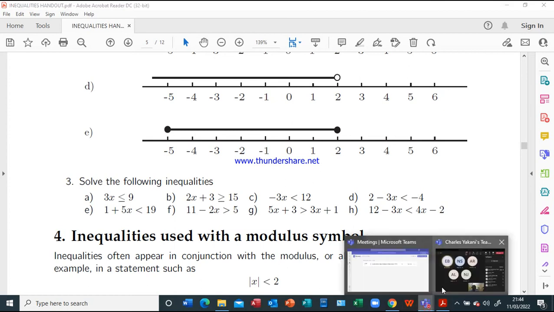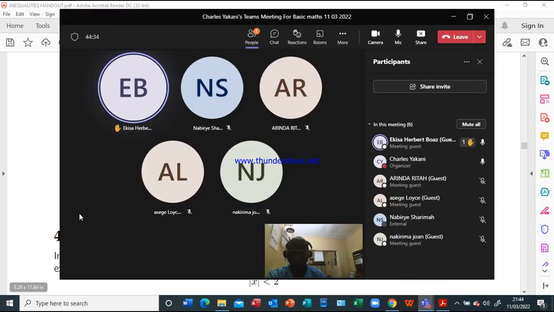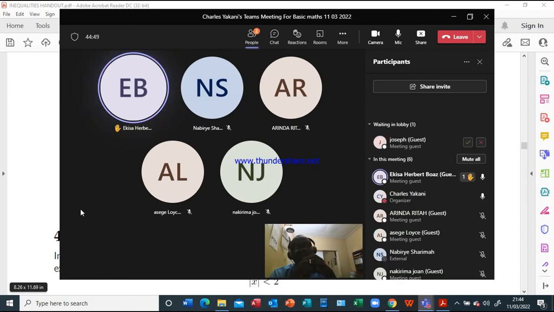Oh, sorry. Yes. All right, Albert, go ahead. How do we represent x is equal to negative 2 on a number line? How do we represent the final answer we just got, x is less than negative 2, on a number line? Yes. Okay, so x is less than negative 2.